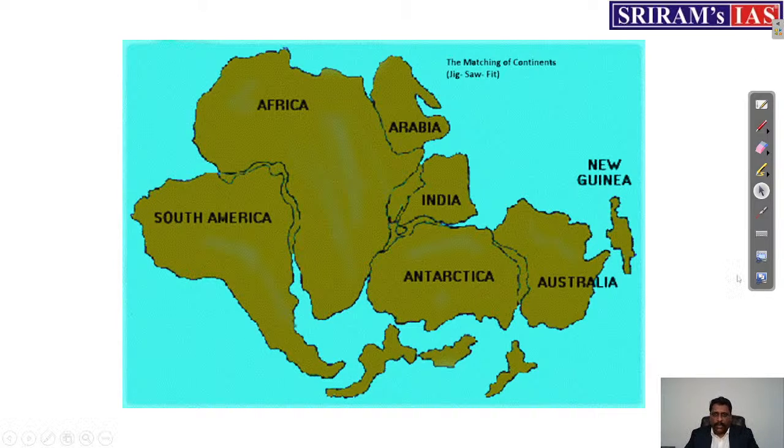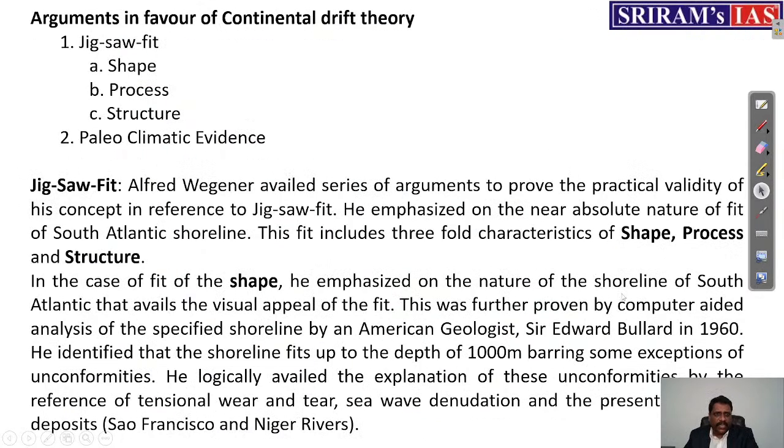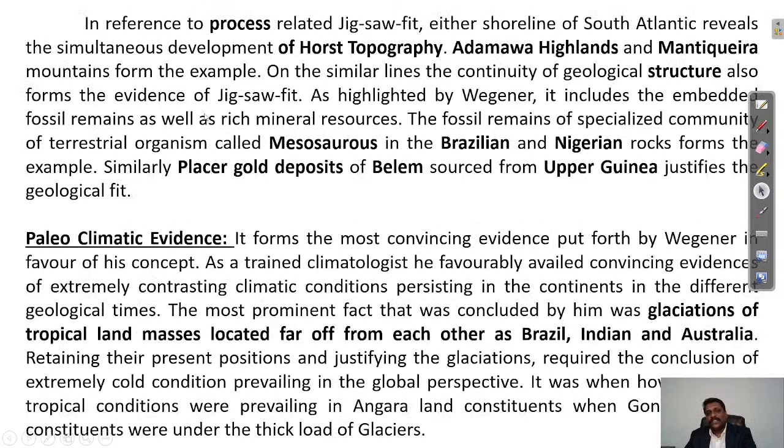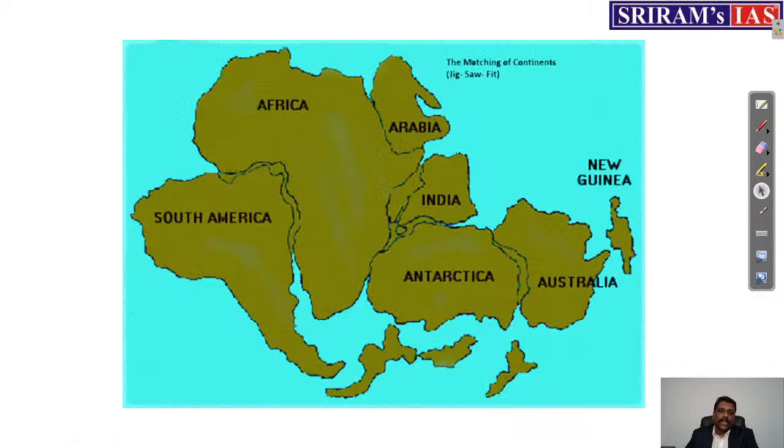Okay, so we have taken the jigsaw fit of shape and process. What is this jigsaw fit of structure? I'll tell you, my friend. When I say structure, I'm talking about the structural similarity that exists between the different continents. For example, if you believe South America and Africa once existed as a single unit, there should be some similarity between the rocks of South America and the rocks of Africa.